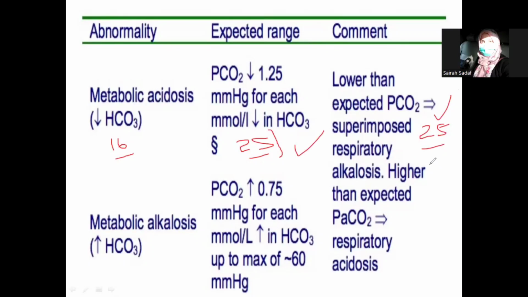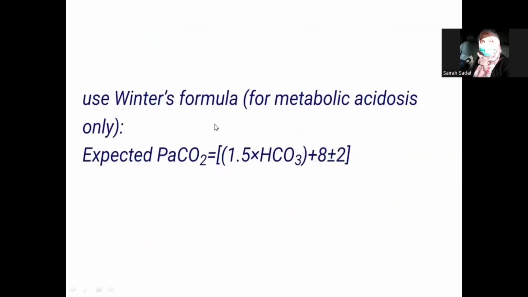But if we get a value of 20, lower than expected, we will say the patient has respiratory alkalosis. And if we get a value of 30 after applying the formula, higher than expected, we will say the patient has respiratory acidosis. So this is the formula we use to get the expected value, and then we match it with the report of the ABGs.